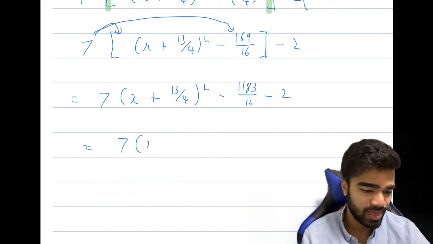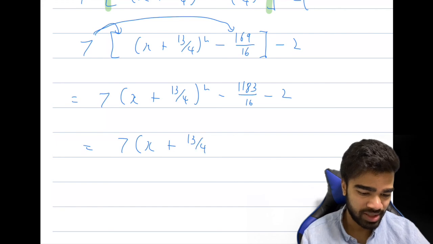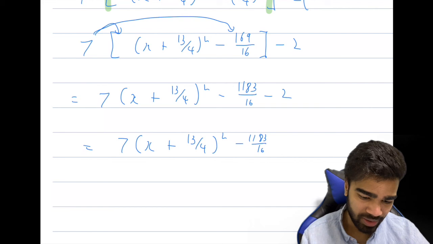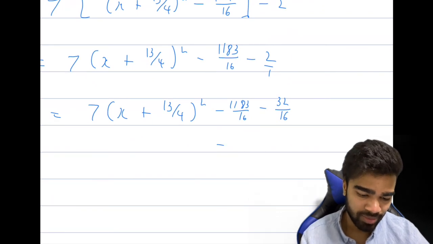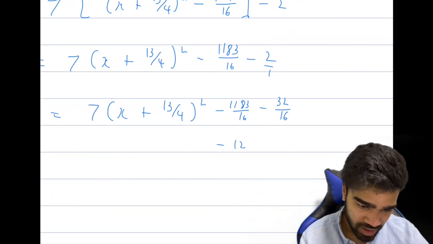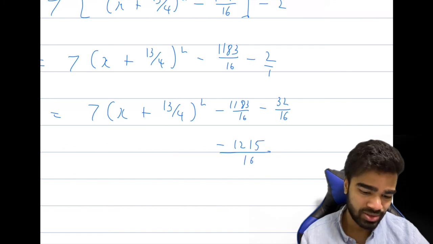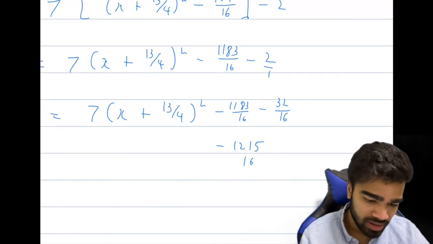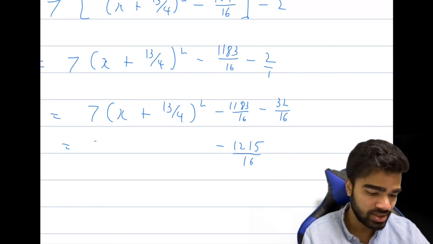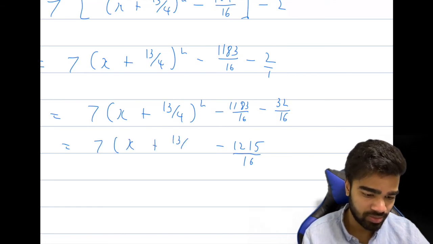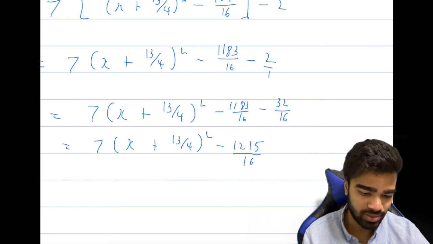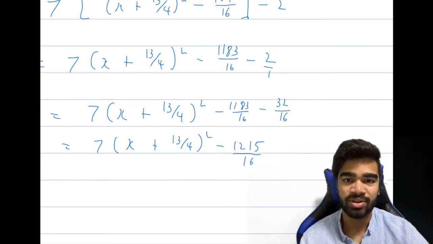Hopefully. So you have 7 times x plus 13 on 4 whole thing squared, minus 1183 on 16, minus 2, which you can write as 32 on 16, right? So then you've got to combine these two. So you have negative 1215 over 16. And then the rest you can just write down, 7 times x plus 13 on 4 whole thing squared. So annoying numbers, but the process is still the same.